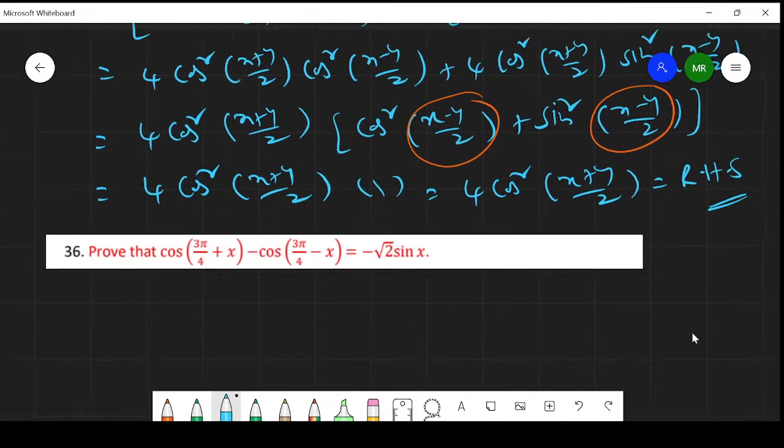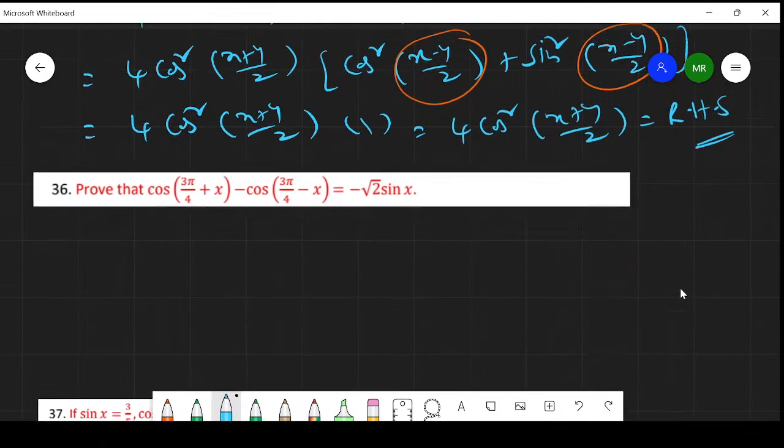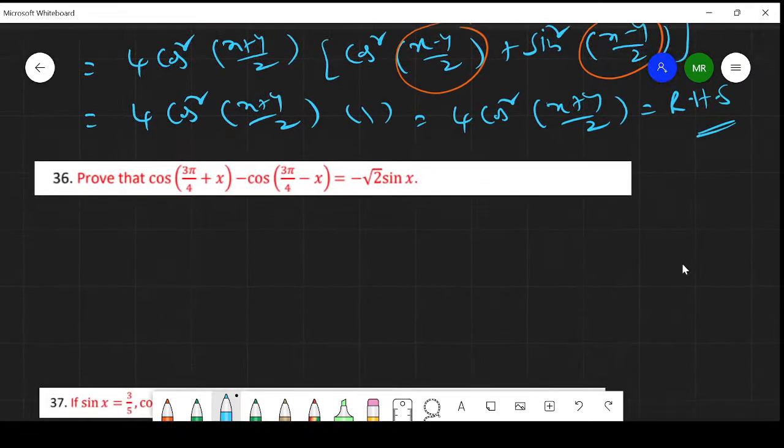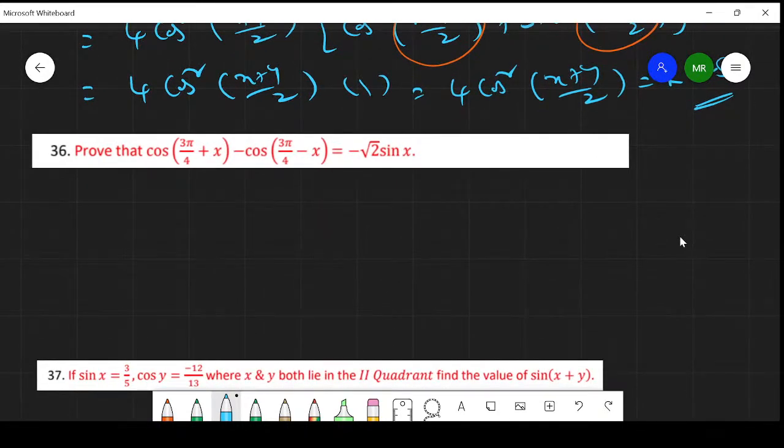Prove that cos of (3π/4 + x) minus cos of (3π/4 − x) equals minus root 2 sin x. When they are asking this problem, like cos of (a + b) minus cos of (a − b), use the formula. So you take the LHS.